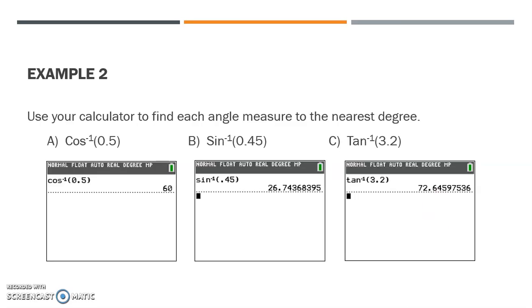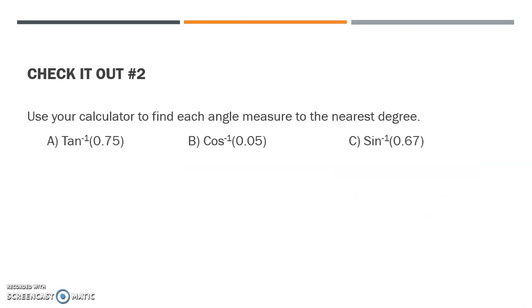So now you have one to try on a Check It Out question. Check It Out number 2 asks you to use your calculator to find each angle measure to the nearest degree. In part A, we're going to do tangent inverse of 0.75. Part B is cosine inverse of 0.05, and part C is sine inverse of 0.67. So go ahead and do that after you've paused this video, and then hit play again to see what's next.